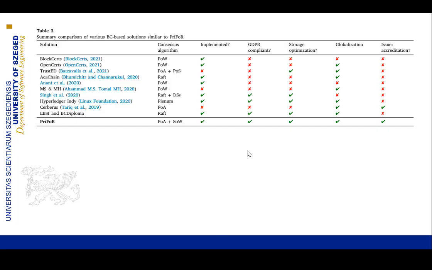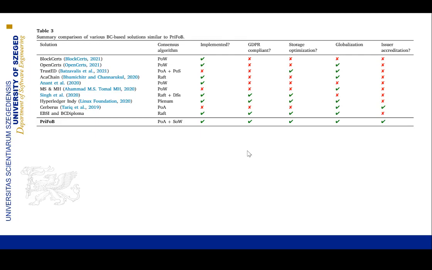Regarding the novelty, we compared PriFob with current solutions that are being deployed in the market, including IPSI, BC Diploma, BlockCerts, OpenCerts, and Trusted. They are all projects that are well documented, and they are currently being deployed in the market for specific applications using the general criteria of SSI-based applications.